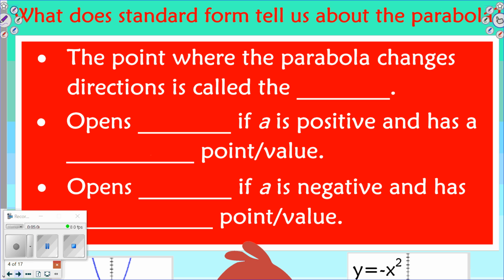So what does standard form tell us about the parabola? When I look at an equation, I can get an idea of what it looks like without doing any math. The point where the parabola changes directions is called the what? As it's going up, it hits a point, and then it starts coming down. What's that top point called?